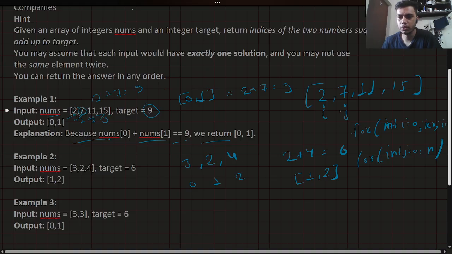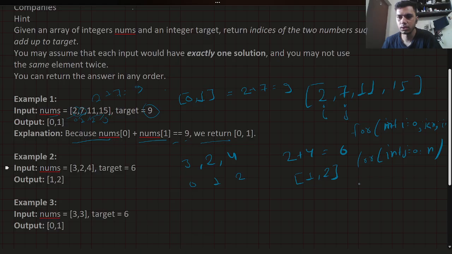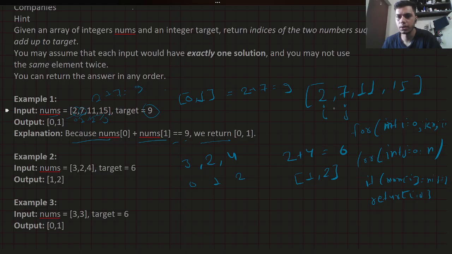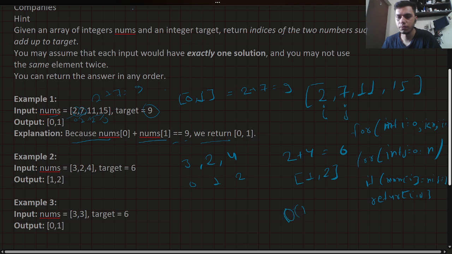Then we check for each element, we make an if condition, if nums[i] plus nums[j] is equal to the target, then we return the indexes i and j. If not, then we move to j plus 1, then j plus 2. If we make two loops for that, the time complexity is big O of n square.